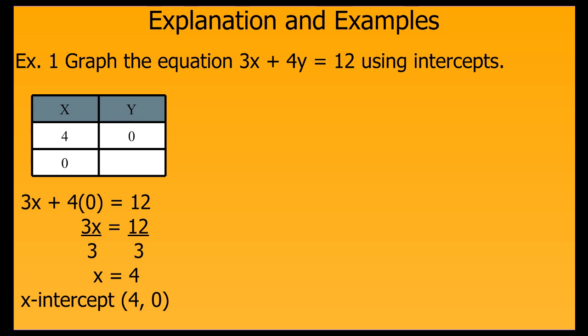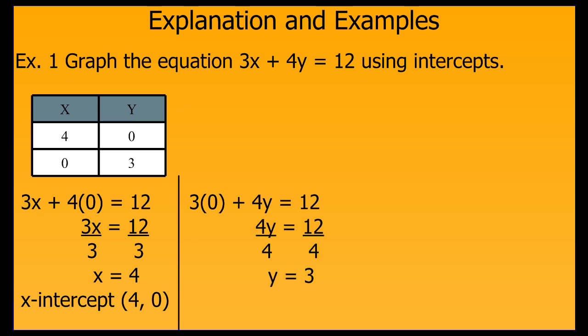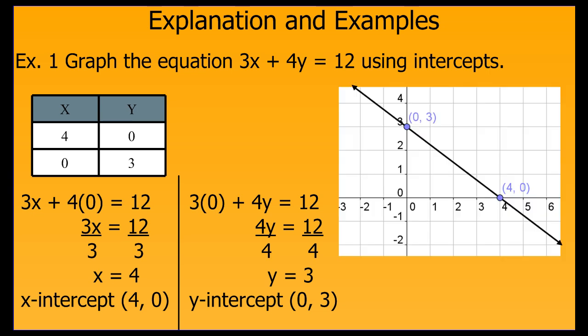Now we're going to find the y-intercept, which means we need to substitute 0 in for x. Again, we're using the table of values, but this time we substitute the 0 in for x and solve for y. When we solve, we get y equals 3. That means we have the ordered pair (0, 3), which is our y-intercept. Now it's easy to graph this equation.